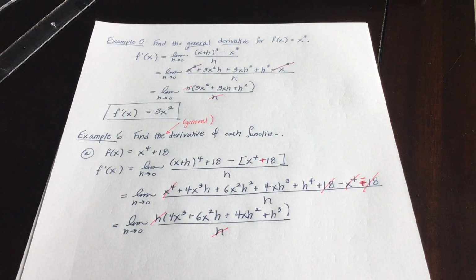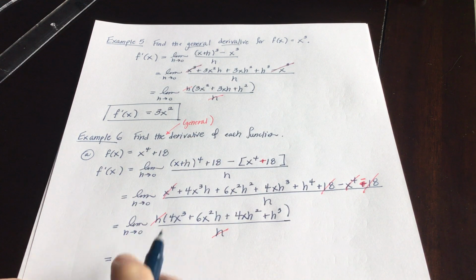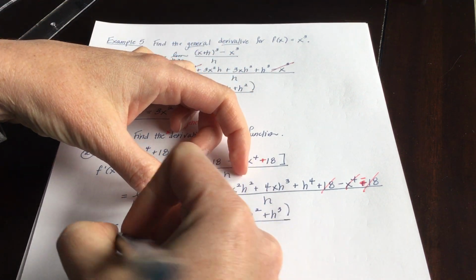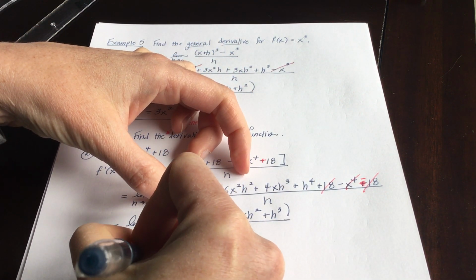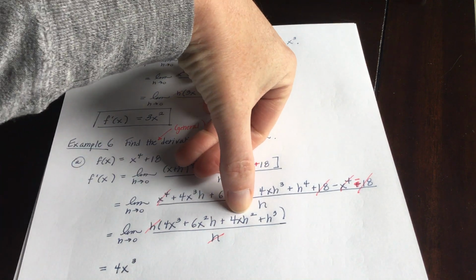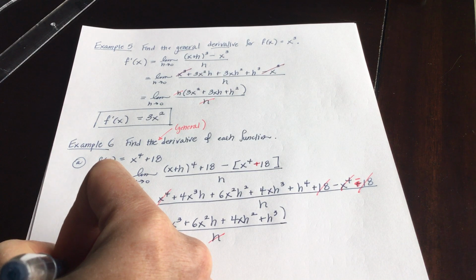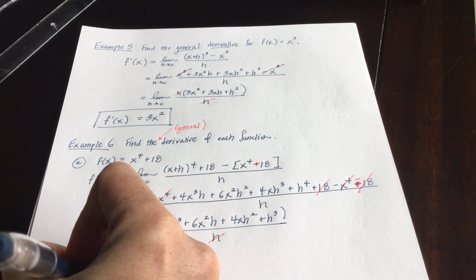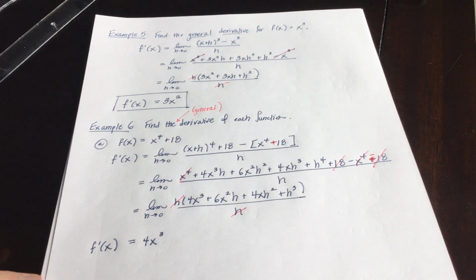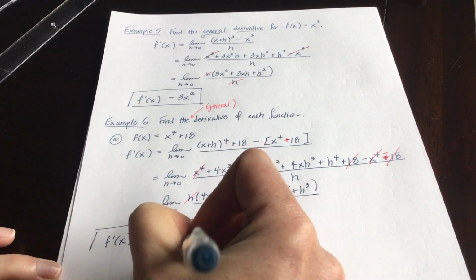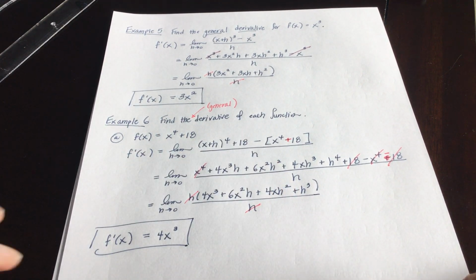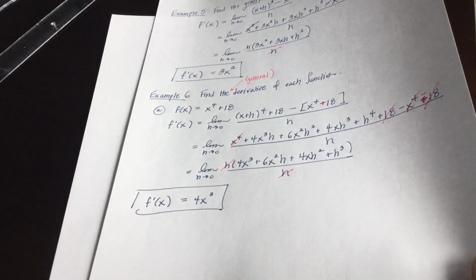Bye-bye indeterminate form. Let's let the remaining h's go to 0. So 4x cubed would still be there, but any term that has an h as a factor would go to 0. So our answer for the general derivative here, f prime of x, would be 4x cubed. There we go. All right, my friends.